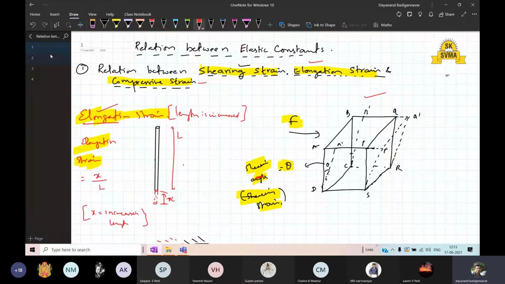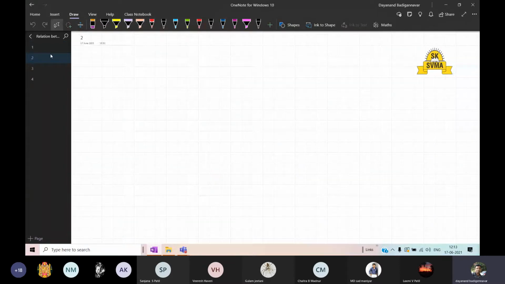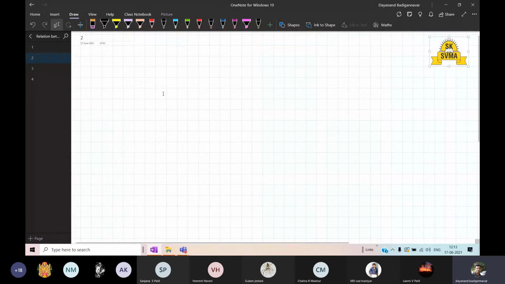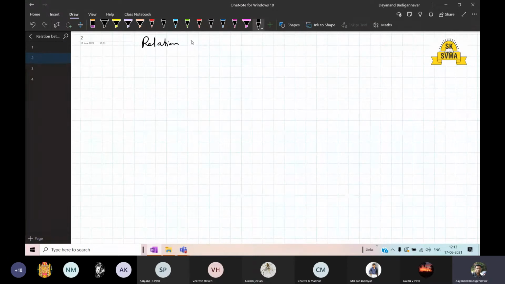The same question has been asked in the last semester question paper. Derive the relation between these three. You take down this. It's very easy, but a bit confusing. Relation between the shearing strain, elongation strain, and compressive strain.